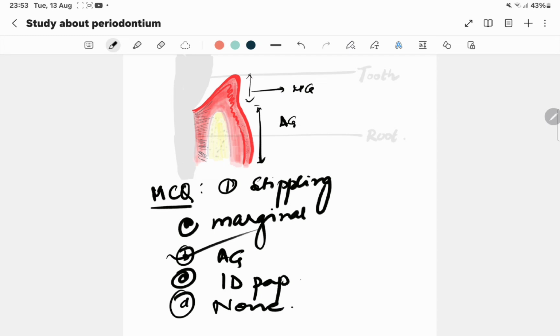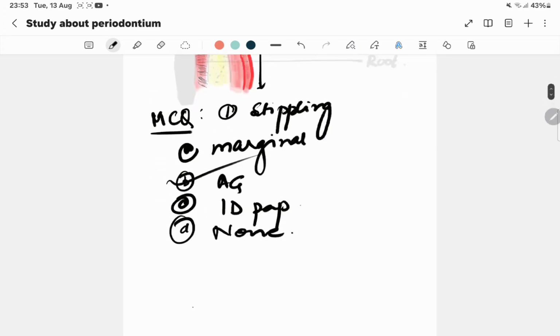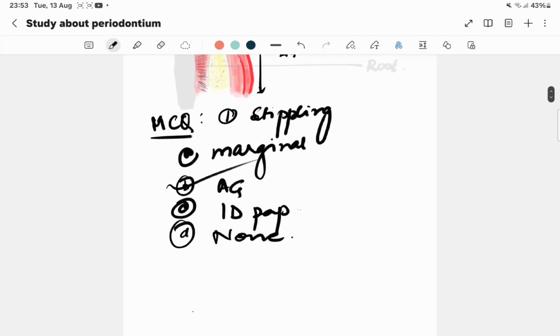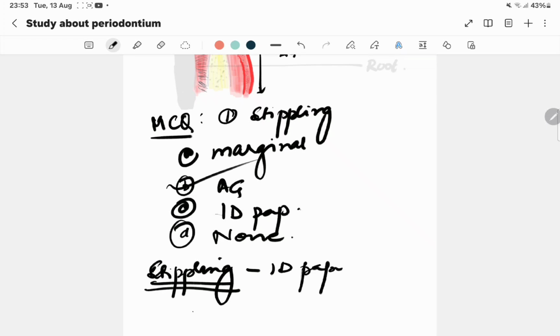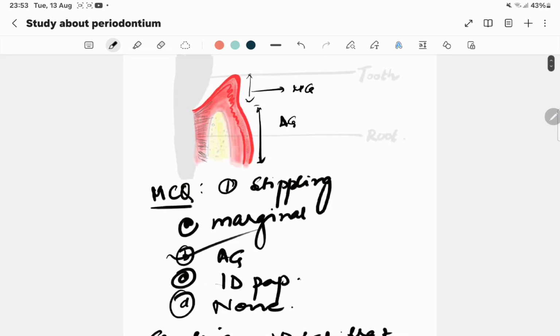Why is stippling present on the attached gingiva? Where else is stippling present? Stippling is also present in the center of the interdental papilla. Okay, so stippling is present on the center of interdental papilla and the attached gingiva. Why? Because see, the attached gingiva is attached to what? It is attached to the periosteum.